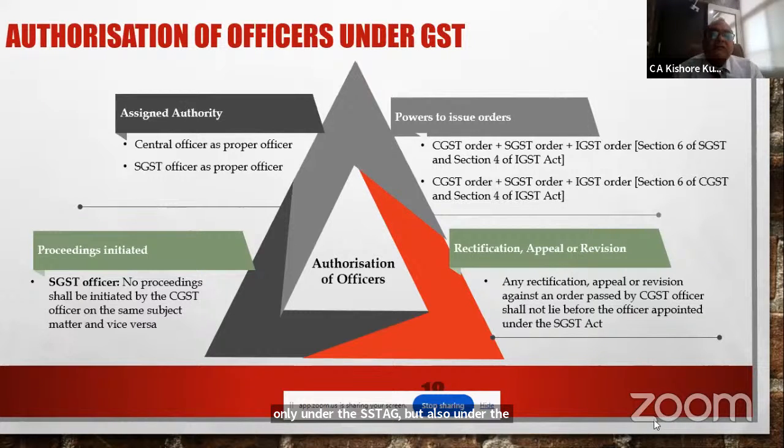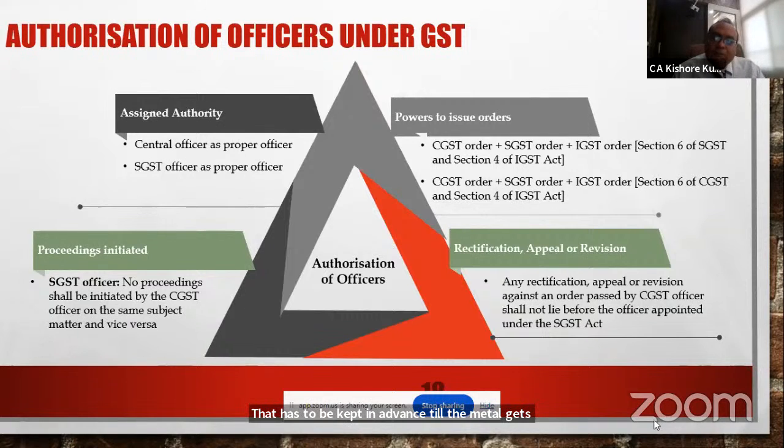Likewise, where the proceedings are initiated by the central officer, then the central officer is not only empowered to pass an order under the CGST Act, but he is also empowered to pass an order under the SGST Act as well as under the IGST Act. Section 6 further provides, friends, that where the proceedings are initiated by the SGST officer, similar proceedings on the similar subject matter cannot be initiated by the CGST officer. That has to be kept in abeyance till the matter gets disposed of.